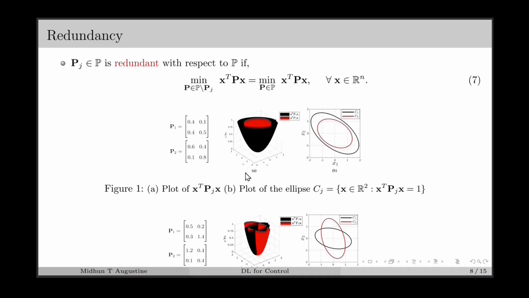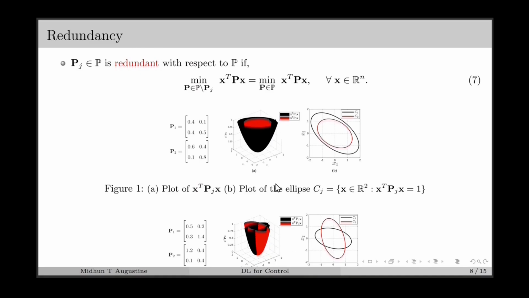However, if we consider another case of P1 and P2, for P1 we have the cost in black color and for P2 we have the costs in red color. Here we can see that for some states P1 gives the minimum cost and for other states P2 gives the minimum cost. In this case, if we consider the ellipse for P1 and P2, we can see that the ellipse for P2 is not in the interior of the ellipse for P1. In this case, the matrices are not redundant.